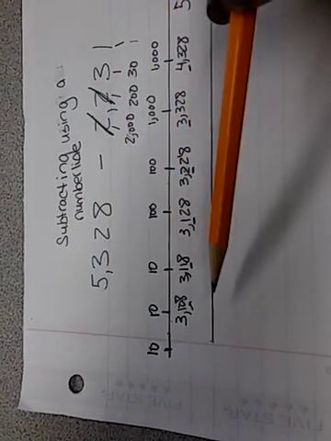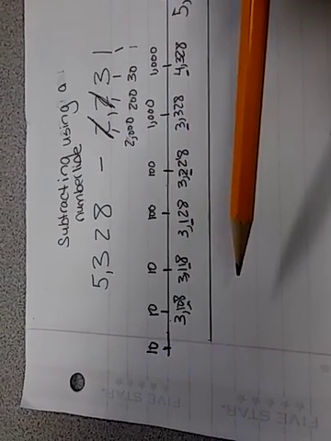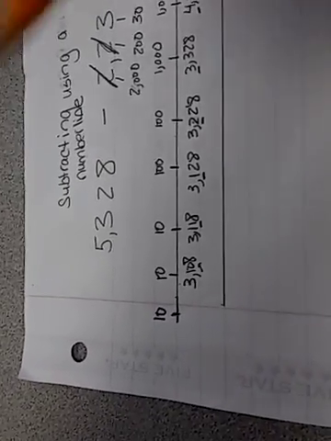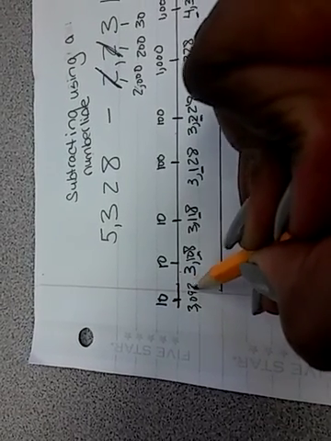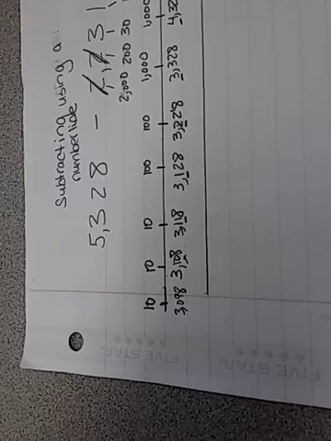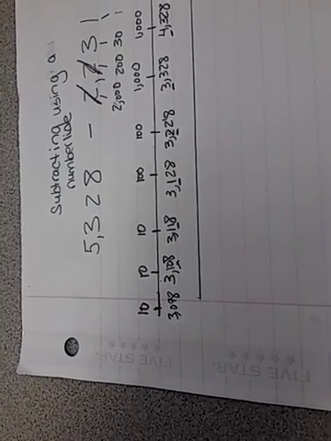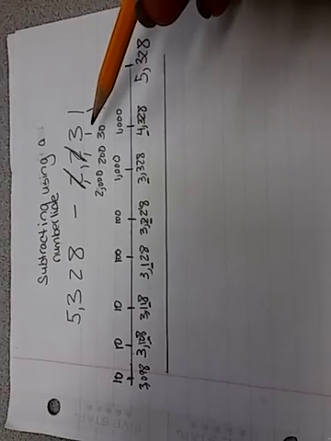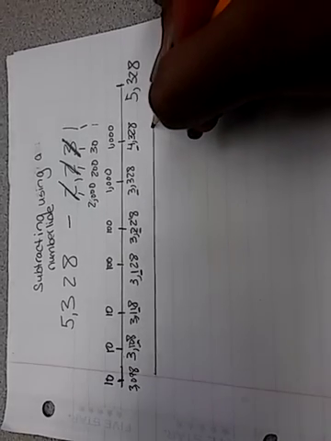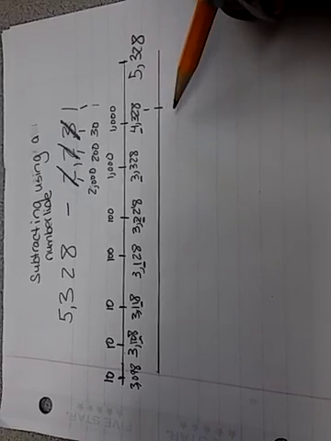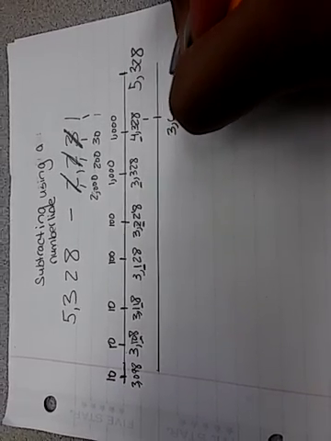And subtracting another 10 would be 3,098. All right. So we're done with subtracting our 10s. Now we only have one to subtract. 3,098 minus 1 is 3,097, which is our answer.